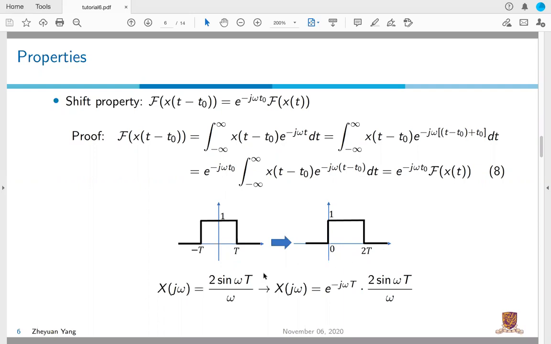This is the shifted version of the signal we saw before. We shift it right by T units. The center before was zero, so the center now is T. We shift it right by T units, which means t0 is equal to T. So it will be equal to e to the power minus j omega T times the original Fourier transform, which is equal to 2 sinc omega. So we get the final result of the shifted signal. This is the shift property of the Fourier transform.